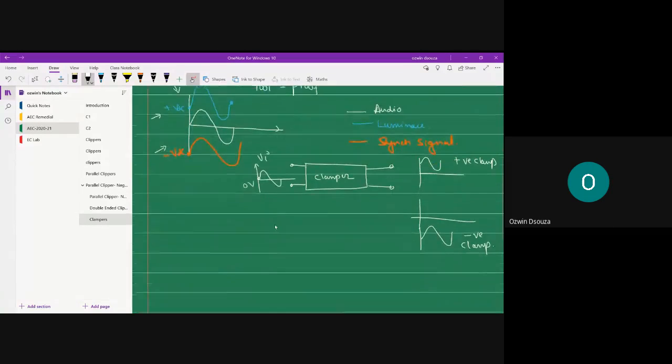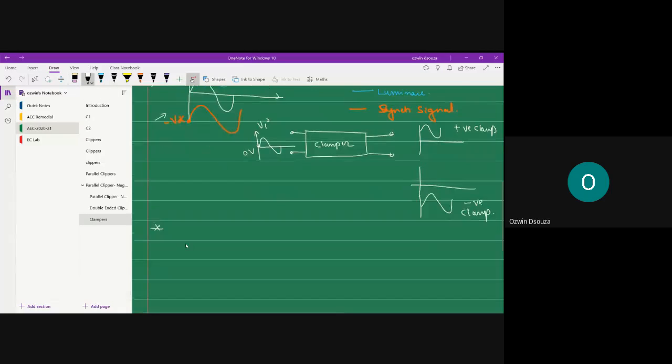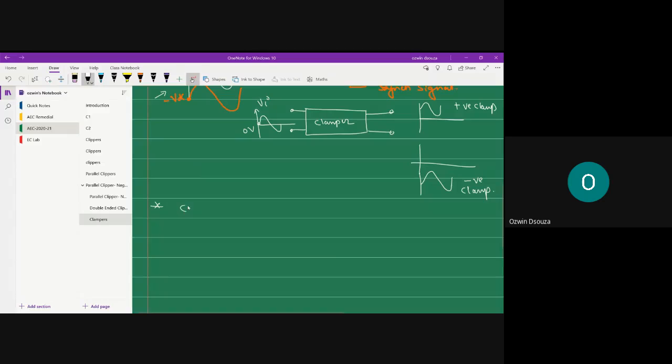So that's the brief introduction of the clamper. Now let us look at the engineering aspects of the clamper, that means the design and the analysis part. So, clamper circuits classification. Just like clippers, even clampers are classified broadly into two types: biased clampers and unbiased clampers.